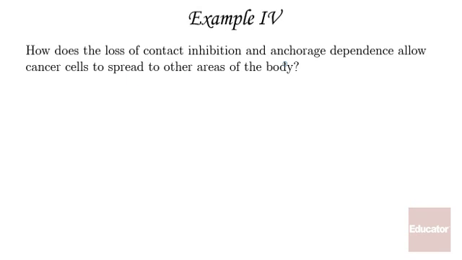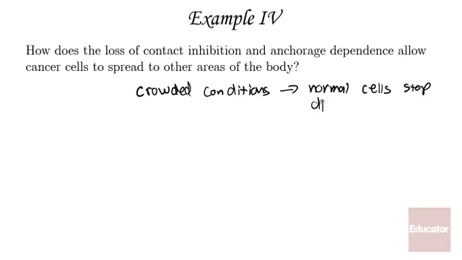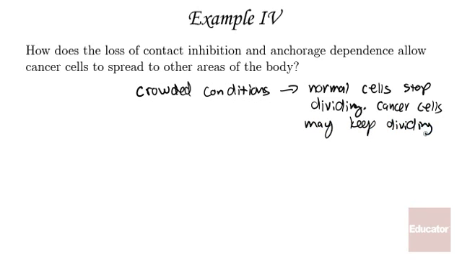Example 4: how does the loss of contact inhibition and anchorage dependence allow cancer cells to spread to other areas of the body? Contact inhibition, I just mentioned, should stop a cell from dividing. If things become too crowded, normal cells stop dividing. Cancer cells do not. Cancer cells may keep dividing in these conditions. This allows them to form tumors. So even though it's crowded, the cell continues to divide.